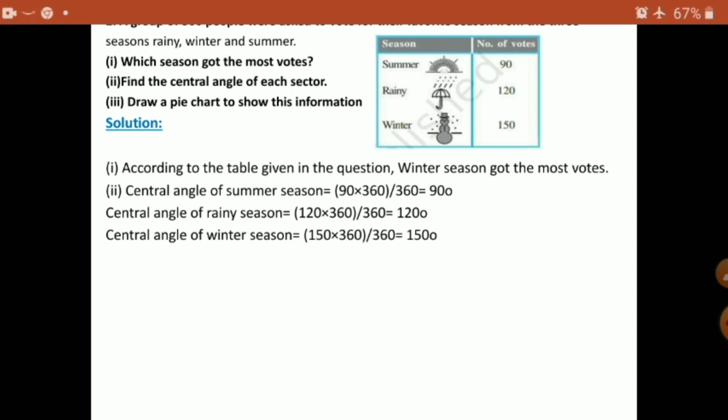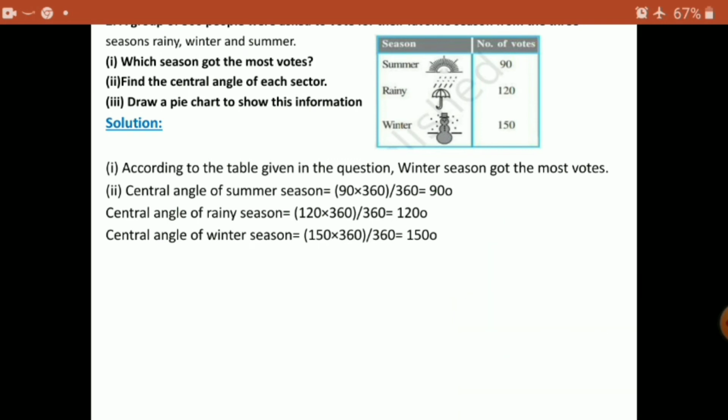For the rainy season, there are 120 votes. So how can we calculate? 120 divided by the total, that is 360, into 360, because the central angle is 360 degrees. So we get the answer 120 degrees. Okay. The central angle for the winter season is 150 divided by 360 into 360.